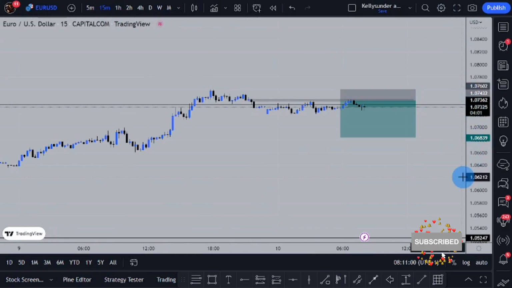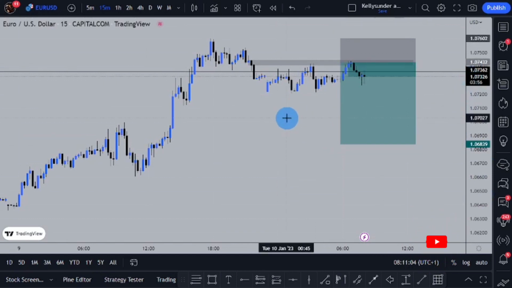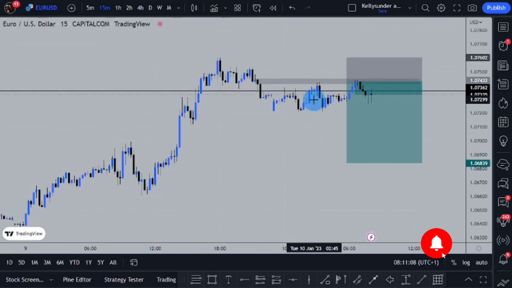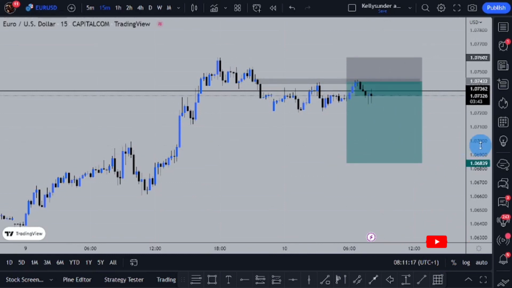I want to zoom this chart. Yeah, so after you have seen the Asian session range, you expect price to take out the highs, which has been done. And our stop loss is currently 17 pips to maybe 59 pips or 60 pips or 50 pips. Overall it's your choice. Okay.